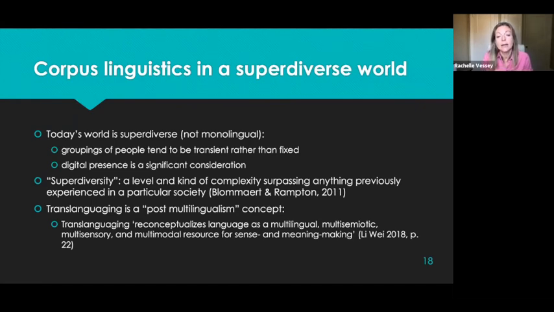So if you haven't come across the term translanguaging, this is where we reconceptualize language as a multilingual, multisemiotic, multisensory, and multimodal resource for sense and meaning making. So it's less about the boundaries of a language and more about how we can draw on semiotic repertoires in order to get things done, drawing on various communicative resources and not just specific words that mean specific things and boundaries between languages.